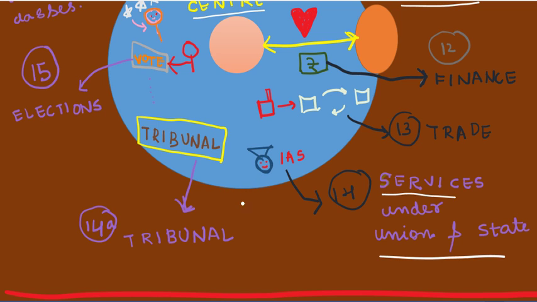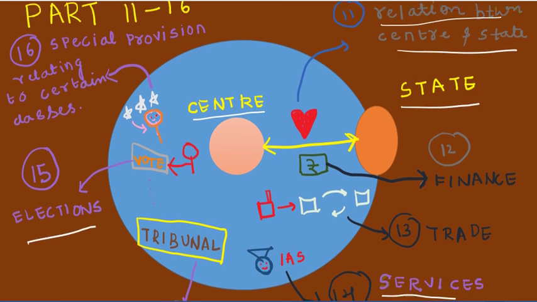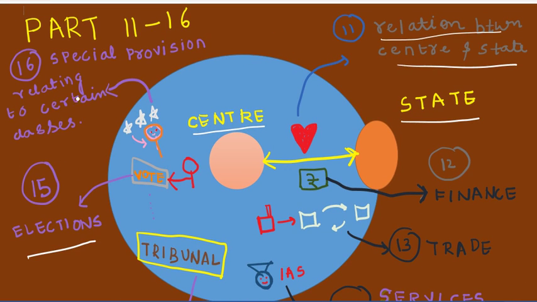Then comes 14A, which is tribunal. So you can remember a story here. An IAS officer who is not satisfied goes to the tribunal, and there after, the tribunal declares elections, which is part 15. Then after election, what happens? Special provisions relating to certain classes are provided, which is part 16. You can just remember this story, and this story is just to make things easier to remember.